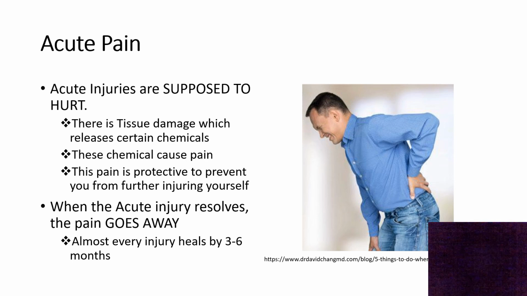So, acute pain. Acute injuries cause acute pain. It's supposed to hurt. Tissue damage releases biochemicals called cytokines, and they cause inflammation and pain. And this is protective. If you were to twist your ankle or hurt your back, the pain should cause you to rest and decrease the activity level you have, which would decrease any further injury from happening.